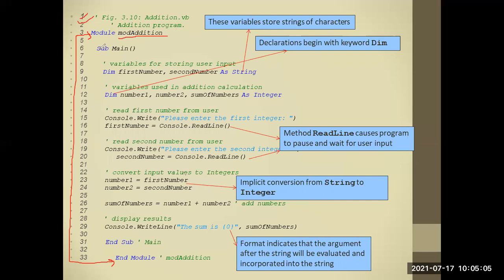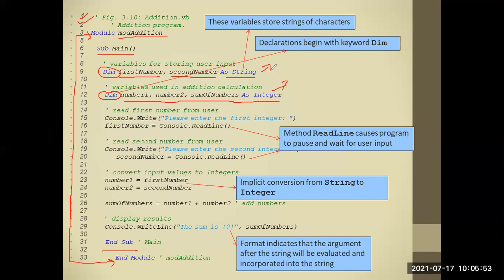As I said, every console program starts with Main, so there is a Sub Main and an End Sub. Now we have declared variables. The first variable is the first number, the second variable is the second number, and we declare them as integers. As it is a variable name, we have to use the Dim command. Similarly, the number one, number two, and sum of the numbers are declared as integers.